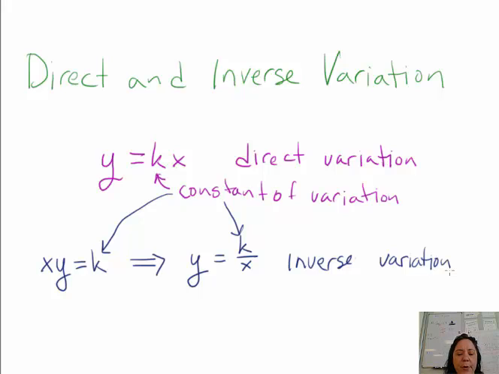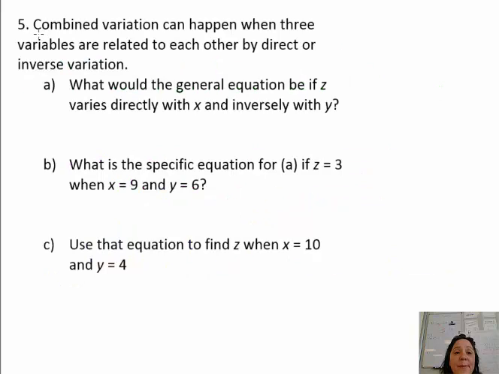So let's take a look at a problem. Problem 5 tells us that we can have combined variation when we have 3 variables, in fact 3 or more variables. It means we could have combined variation with 4 or 5 variables. We're just going to look at combined variation with 3 variables for right now.